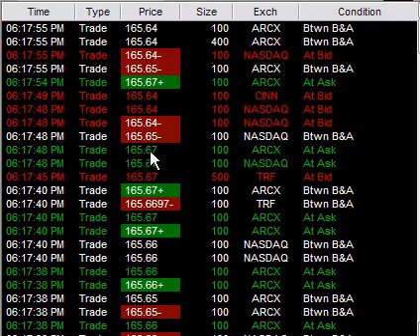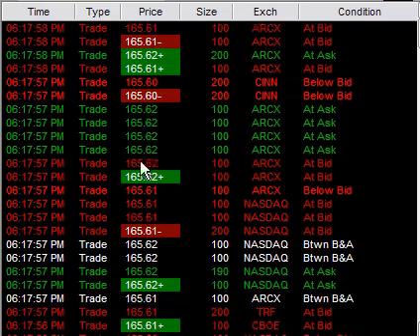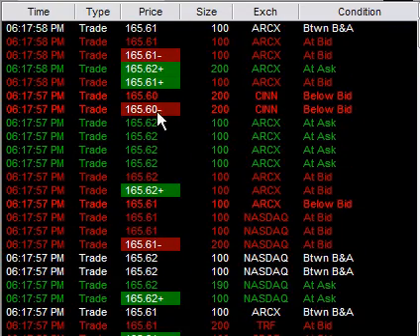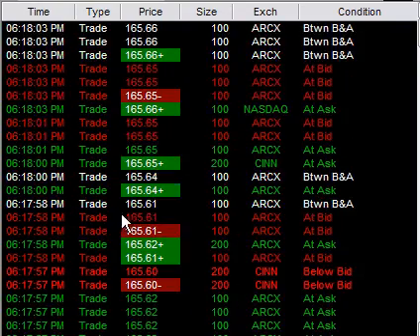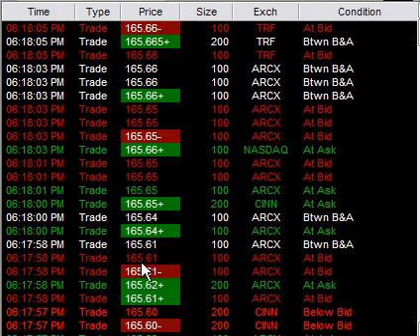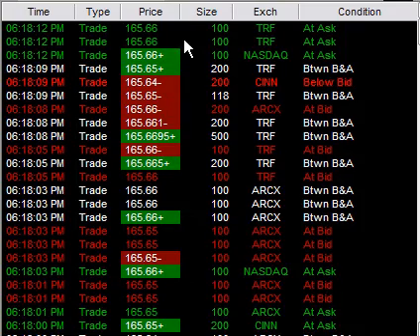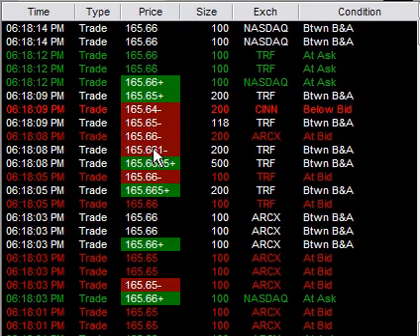This is the modern version of the tape that the old traders used to have, a ticker tape. Well, this is the modern version of it. Greens are buys, reds are sells, and the white ones are usually between the bid and the ask. So what's going on at the moment? All I'm interested in at the moment is I'm just going to read the prices out.